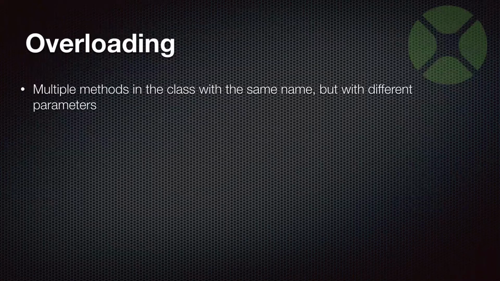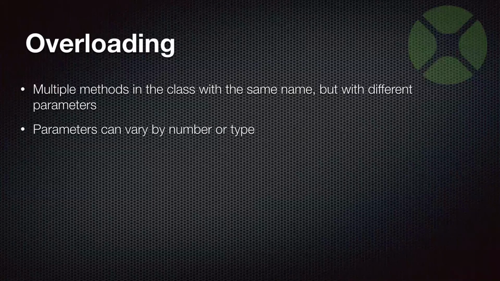So overloading is another thing I want to mention. Now, technically, this is not really an object-oriented programming thing. You can overload methods that are not in classes if you have them in a module or something like that. But it's a common technique used in classes, so I want to highlight it here. And overloading is where you have multiple methods with the same name, but they have different parameters. And these parameters can vary by either the number of parameters or by the data types of the parameters.